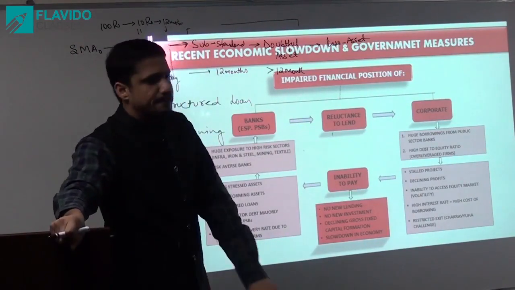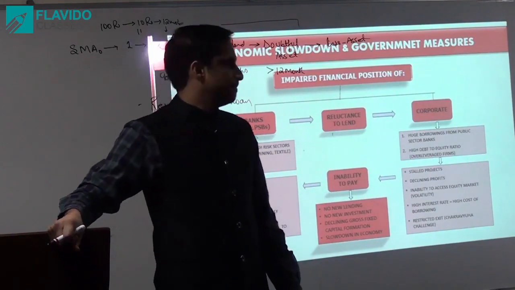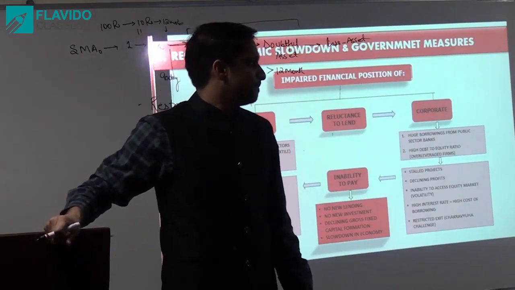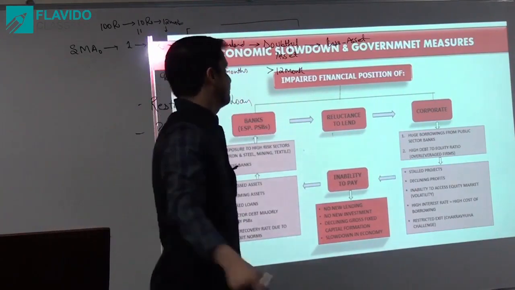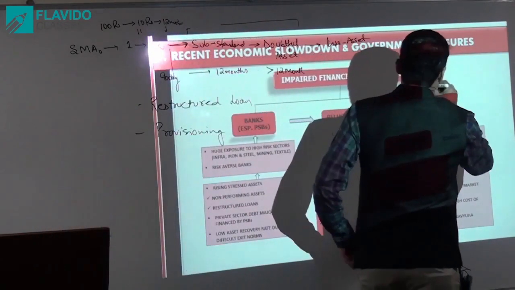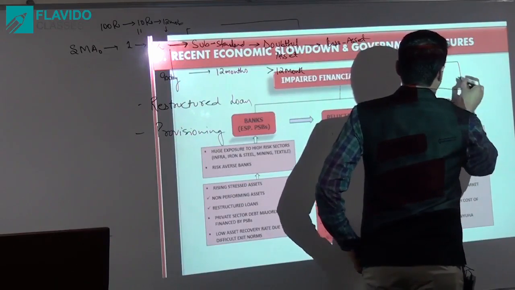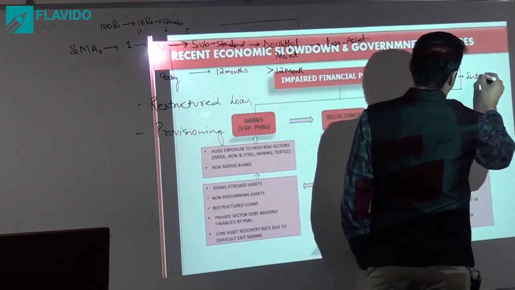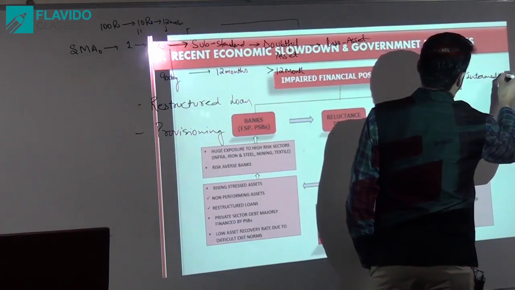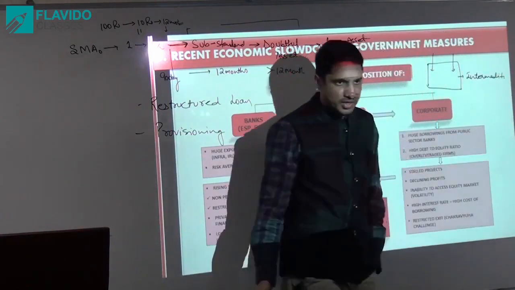अब provisioning क्या होता है? Suppose the loans are bound to go bad, so you account for them and keep some money aside. Give a certain portion of the profits as a provision. Because this money is not your money. What is the role of the bank? The role of the bank is intermediation. Intermediation of credit, intermediation of maturity.